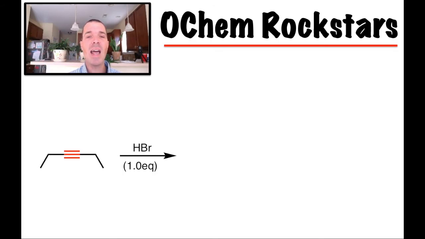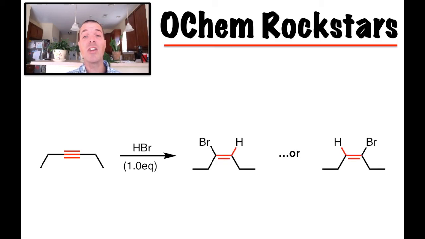All right, so what's going to happen here? We know we're going to add the H to the least substituted side and the Br to the most substituted side, but if you look at this, there's no difference. It doesn't matter which side you add to. You can add your Br to the left side and your H to the right side, or your H to the left side and your Br to the right side, okay? It doesn't matter since it's symmetrical. You just add your groups on there, and if you had two equivalents, you would add your bromines to the same side and your H's to the same side, all right?